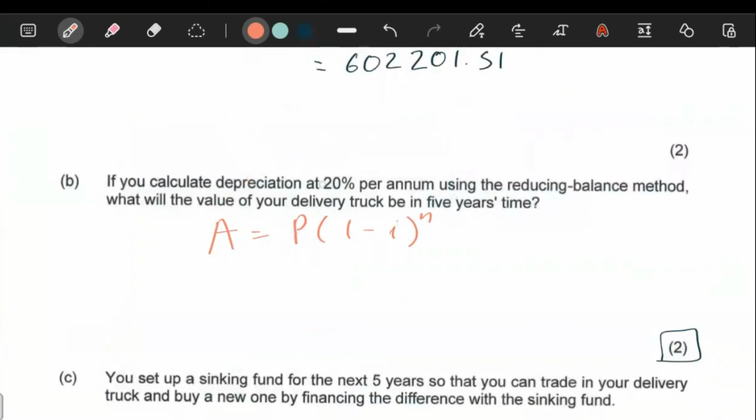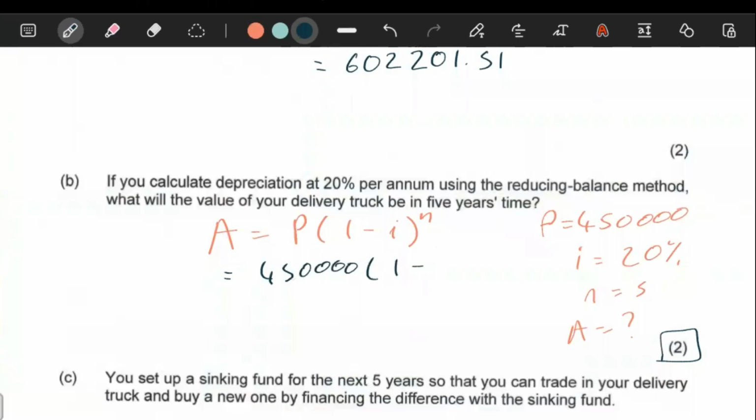See, where P is 450,000, I is 20%, N is 5, and then A is left open. So from here, you can just drop everything into your formula. Let's see what the calculator is going to give us.